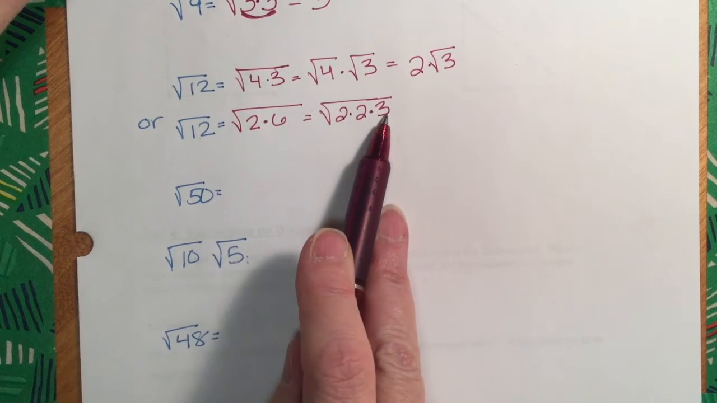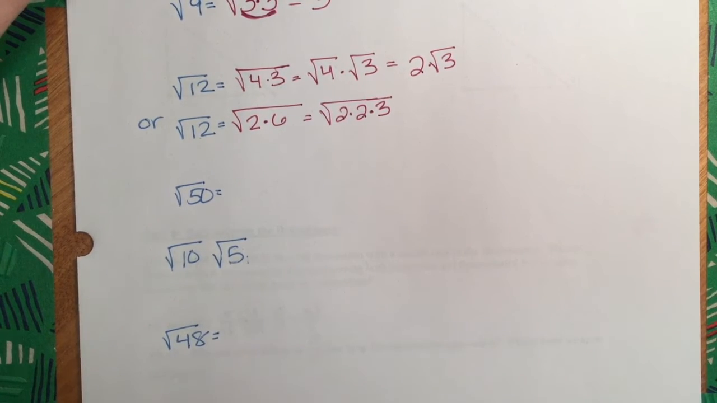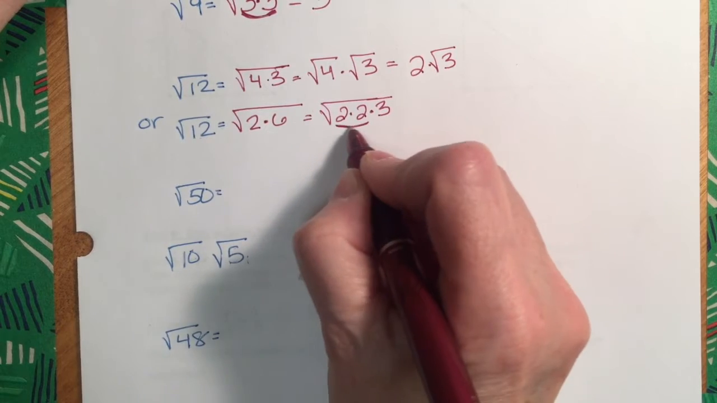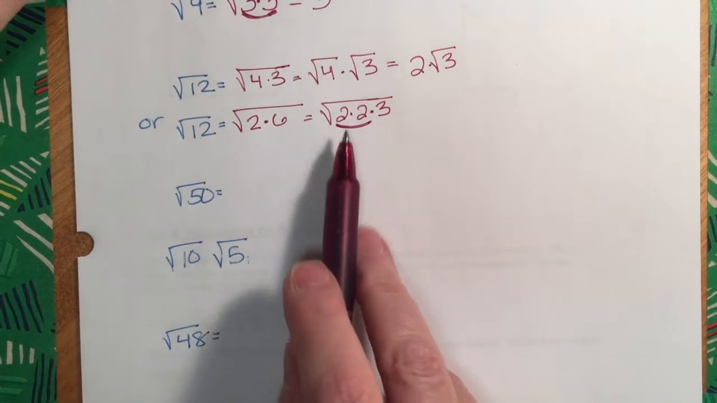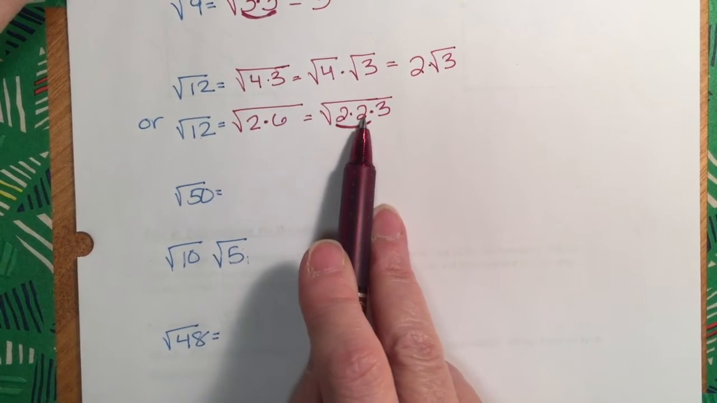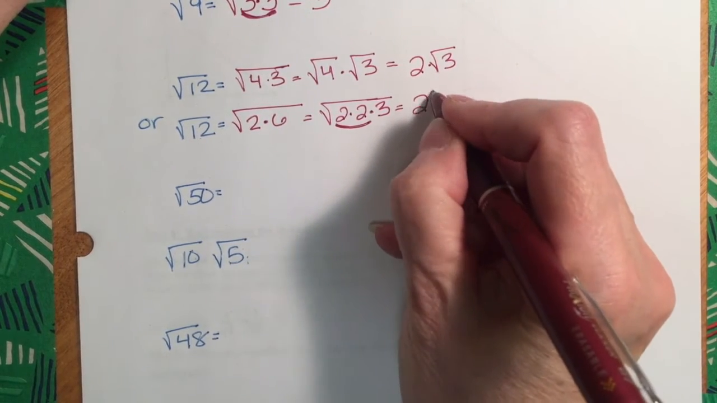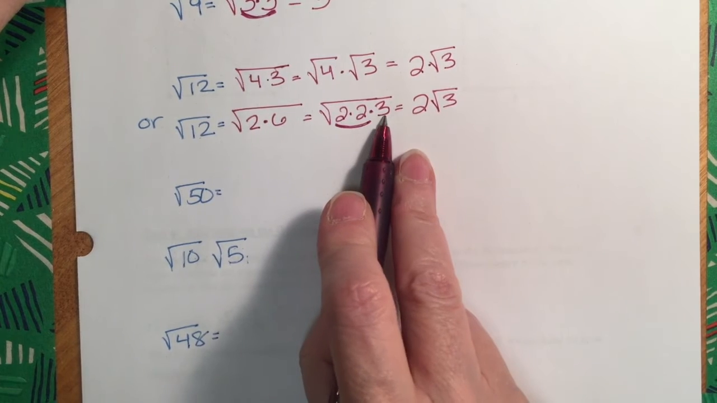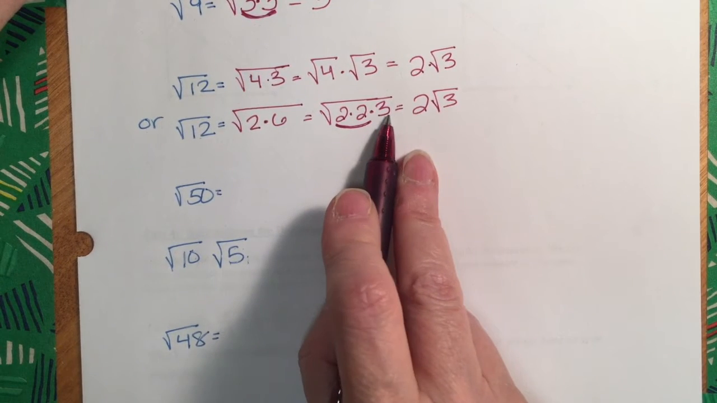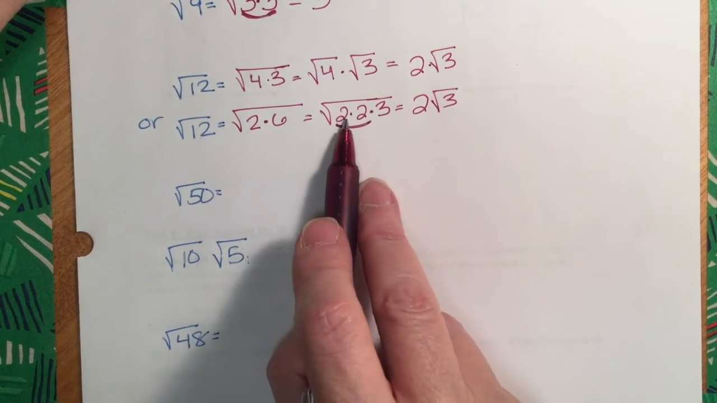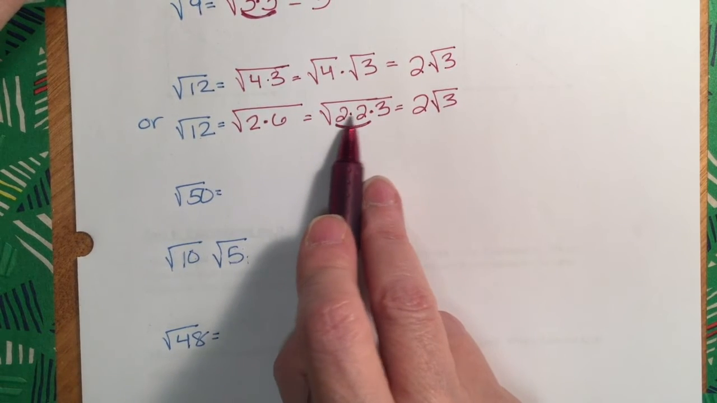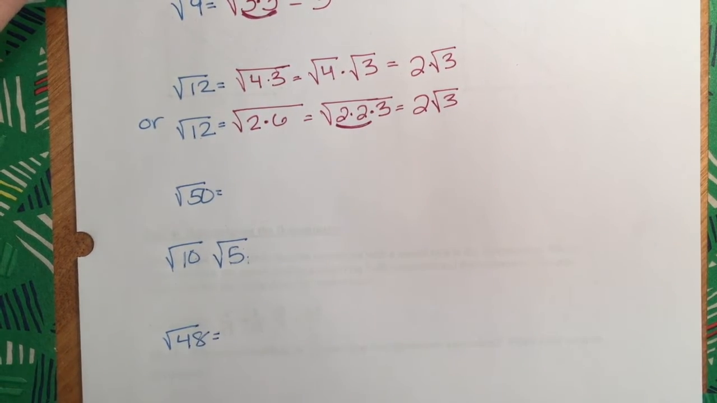2 times 6. So now we're looking for pairs of factors. We have a pair of 2's. We have 2 times 2, so that will come out as a whole 2. And the square root of 3, the 3 stays in. There's only one 3. So that stays in. They can only come out when you have a pair of factors because that's a square and that will come out of the square root.